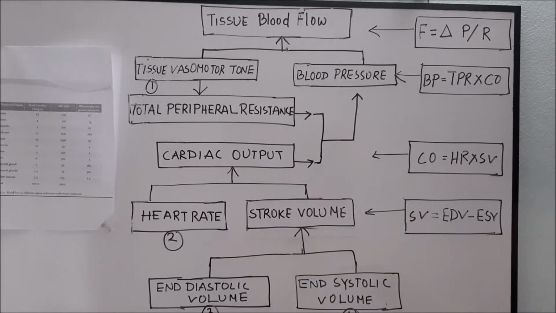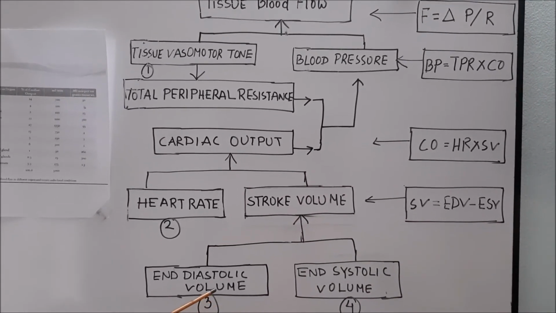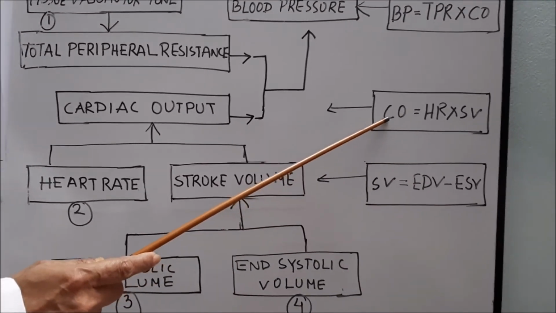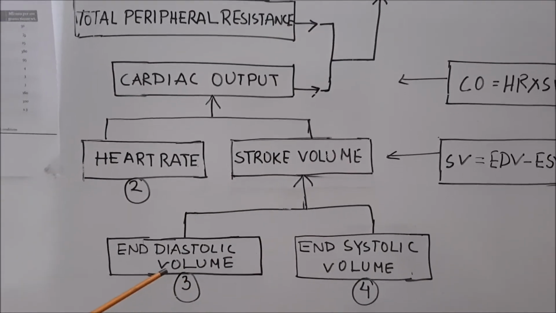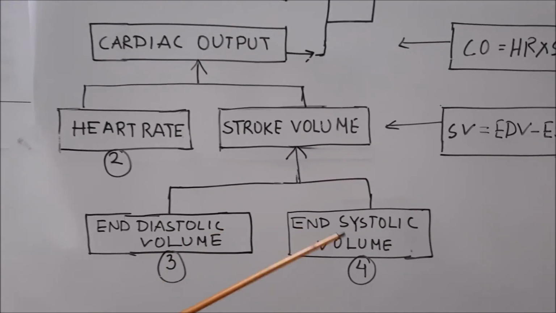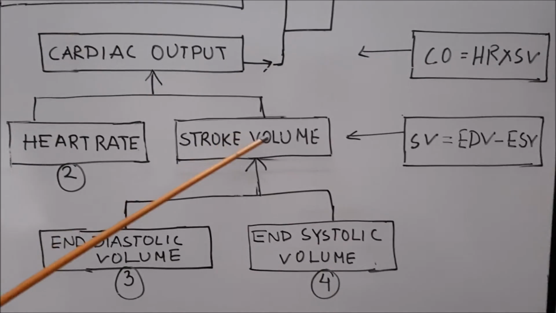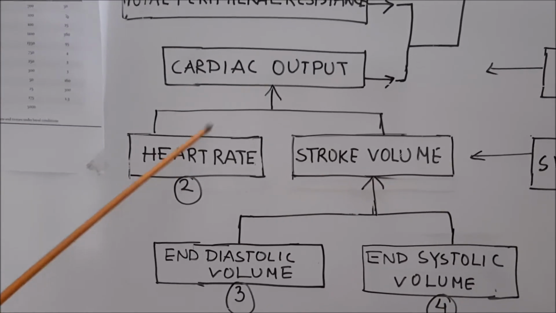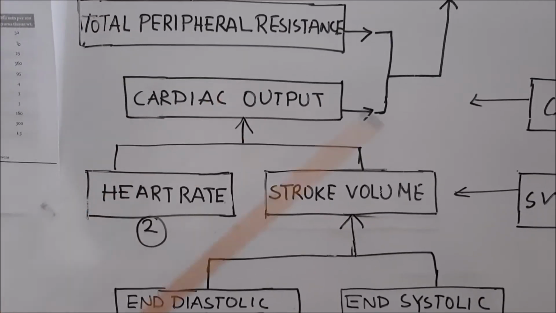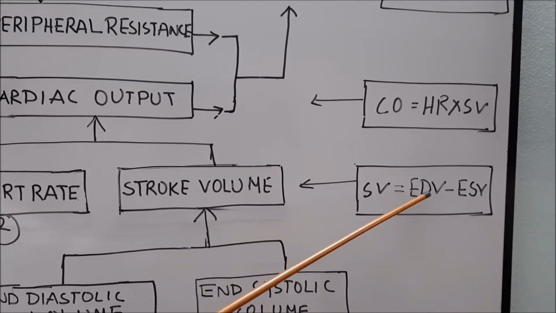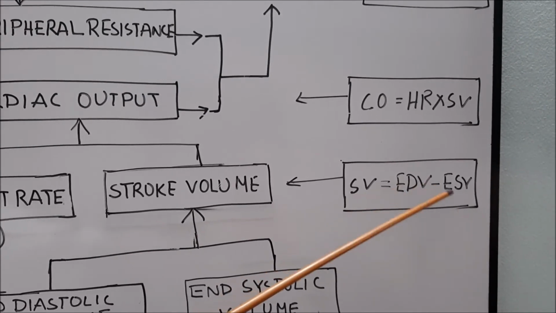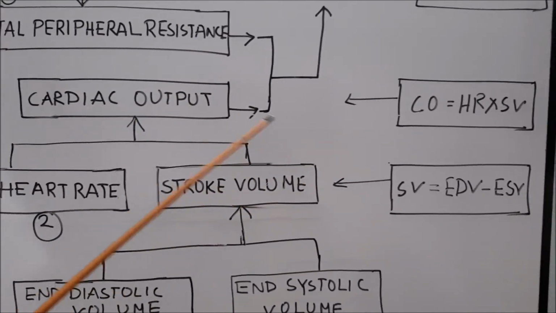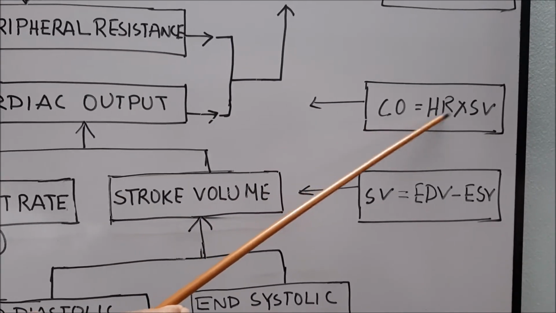You already know what cardiac output is and how cardiac output is correlated. This is the end diastolic volume and end systolic volume. The difference is the stroke volume. Then stroke volume times the heart rate is the cardiac output. What is stroke volume? Stroke volume is the end diastolic volume minus the end systolic volume. What is cardiac output? Cardiac output is the heart rate times the stroke volume.